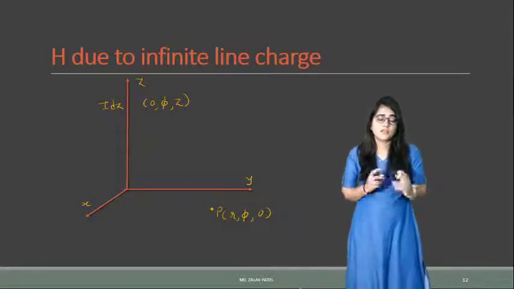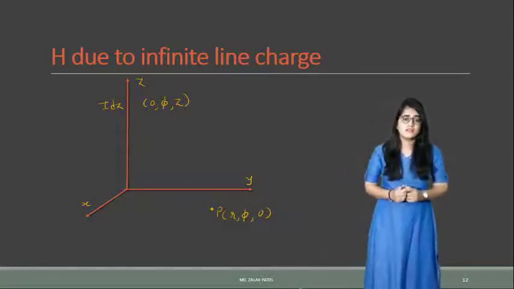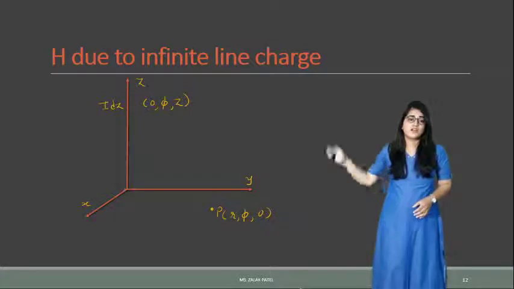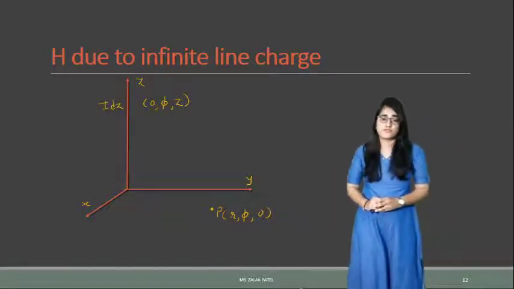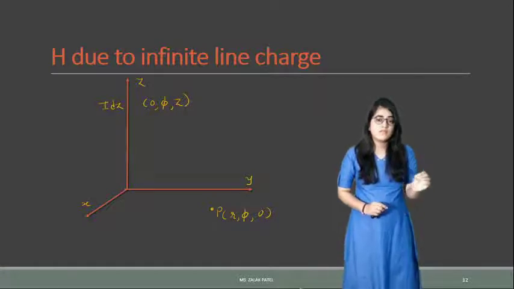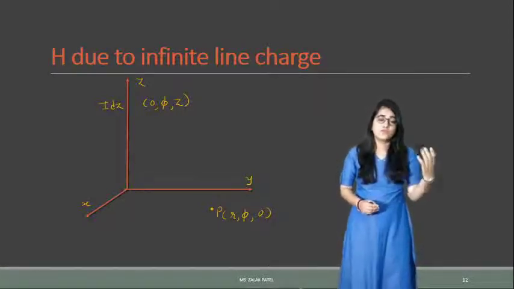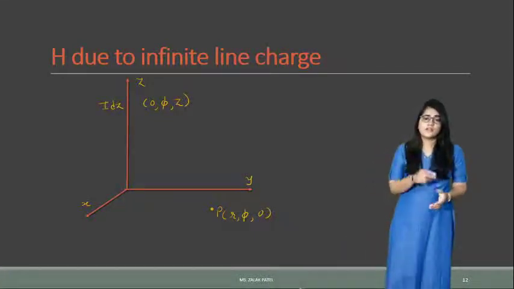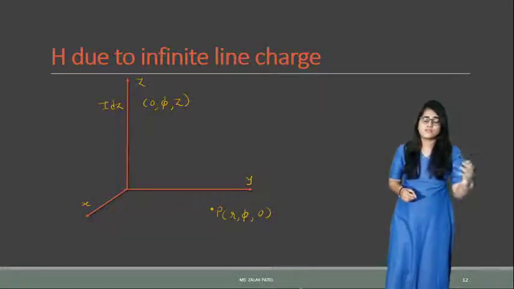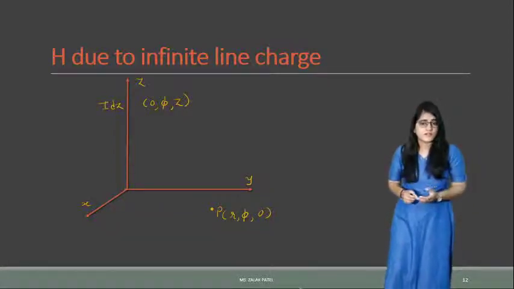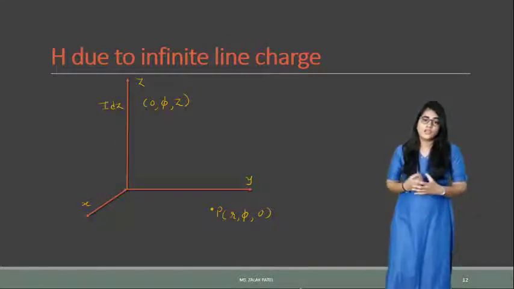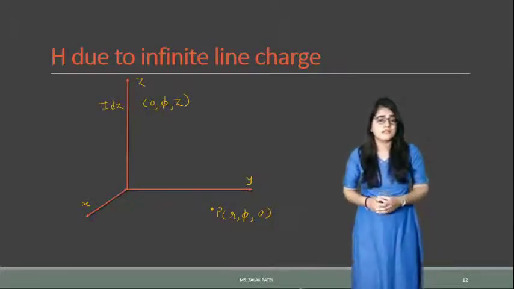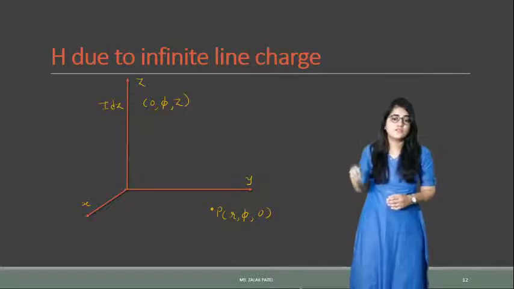If you remember the session where we found the electric field intensity due to an infinite line charge, in the same manner we follow the procedure here. The same steps are taken: first we make the assumptions, then find the distance, and then put the values in the equation. Here, instead of the electric field intensity equation, we use the magnetic field intensity equation, and then we do the integration. The same procedure is followed for both cases. So if you remember the field intensity structure, then you can easily calculate H due to an infinite line charge.